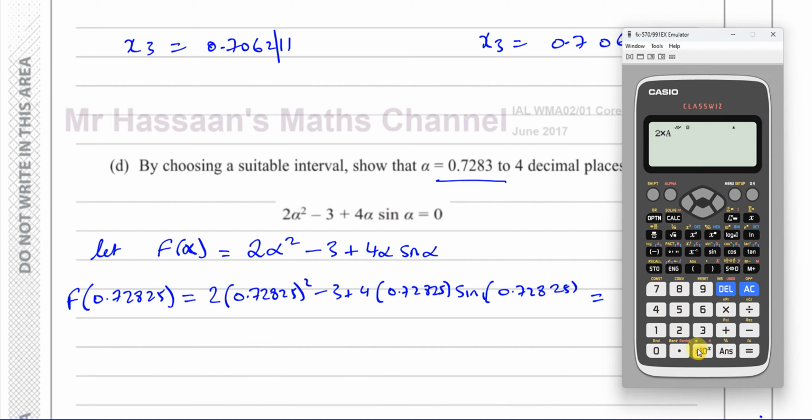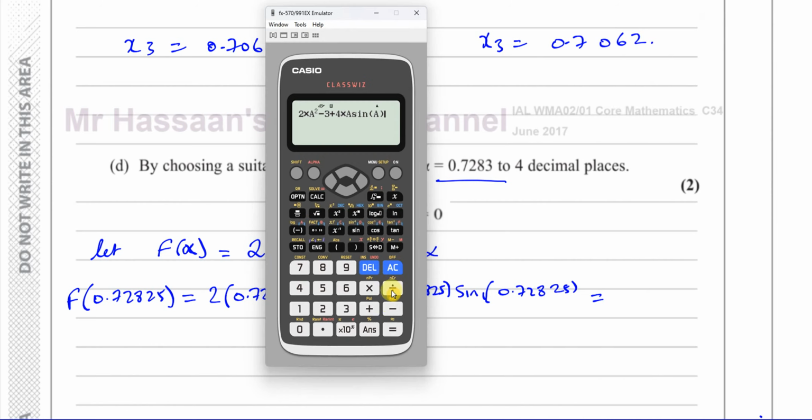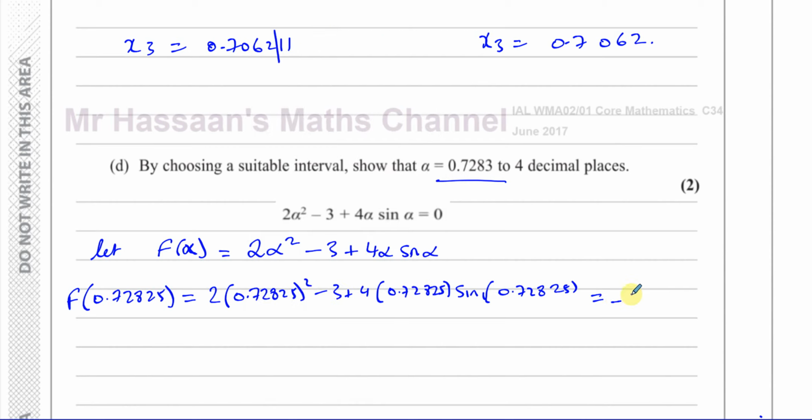Okay, so I'll have 2 times A squared minus 3 plus 4 times A times sine of A. Okay, and that should give me an answer which is negative 5.143, or negative 5.14 times 10 to the power minus 4. So it's negative 5.14 times 10 to the power negative 4.